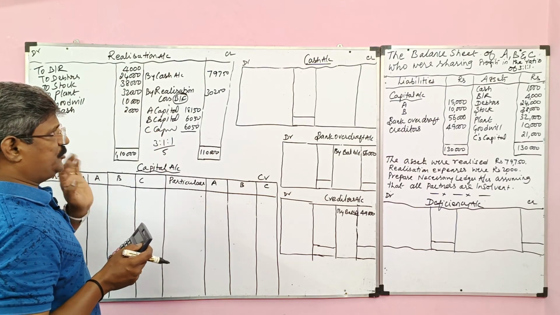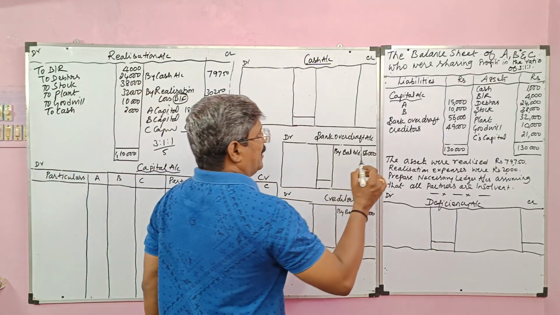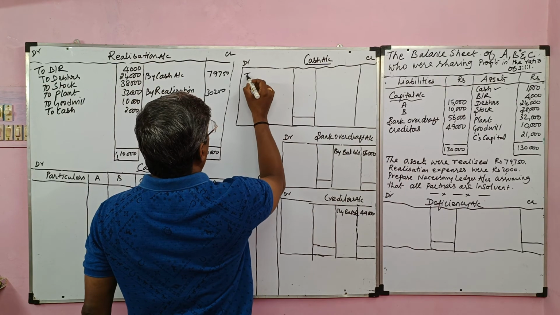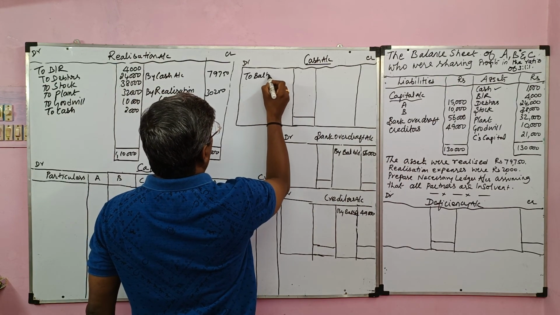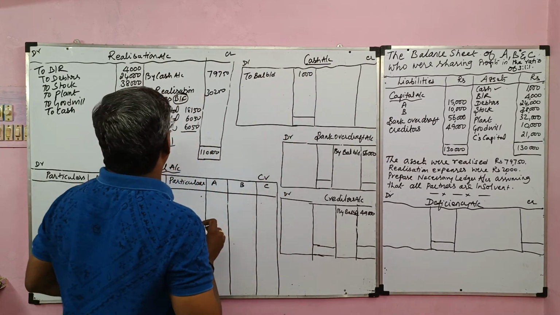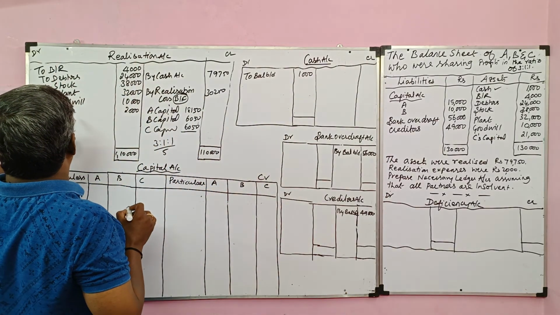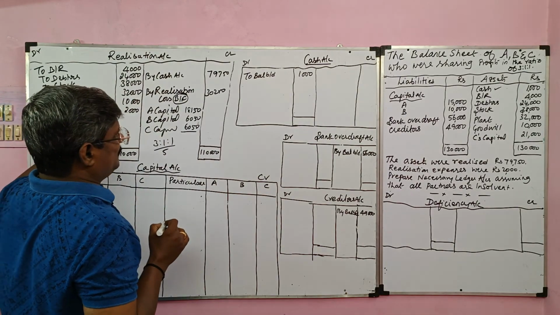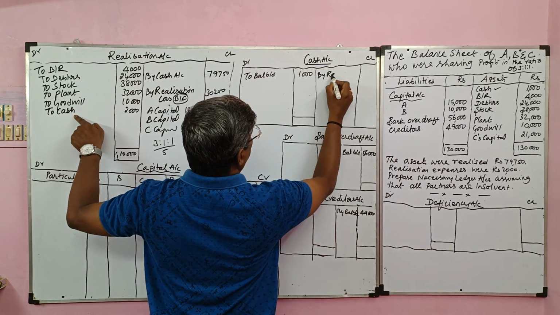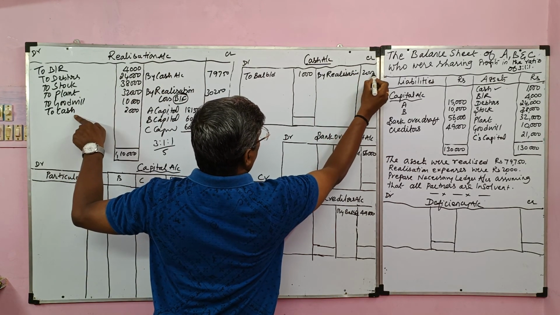in the old ratio. Then we have to prepare the cash account. For that we will take the opening balance of cash. Go to the cash account, write to balance b/d, opening balance of cash rupees 1,000. Then move to the realization account, take cash. On the debit side we have cash, that is for realization expenses. It will be recorded on the credit side of the cash account as by realization, its value 2,000.